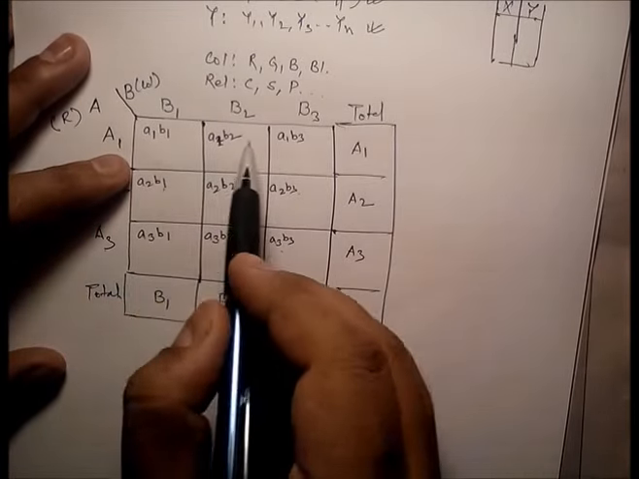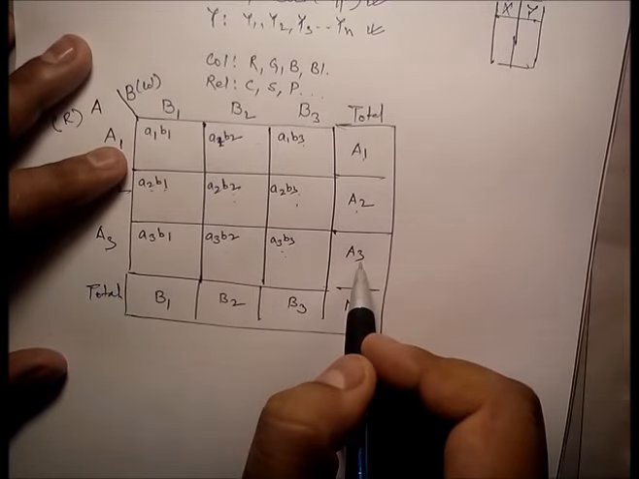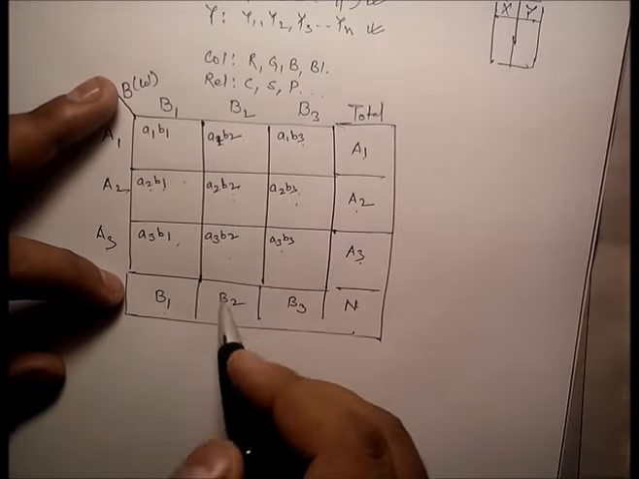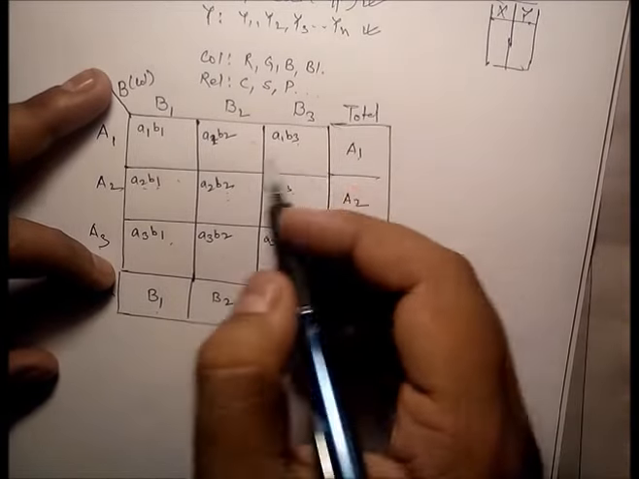So total, if you add all this, you will get A1. If you add all this, you will get A2. If you add all this, we will get A3. Similarly, if you add all these three, we can get B1. If you add all these three, you can get B2. If you add all this, you can get B3. So these are the observed.